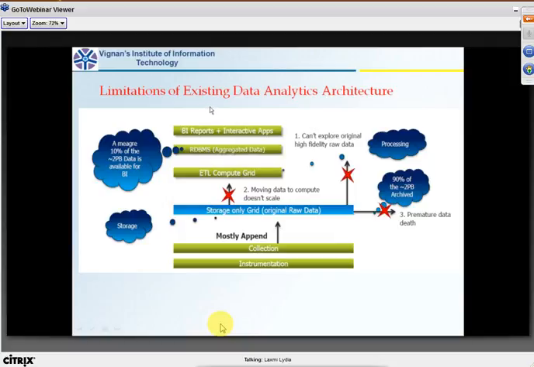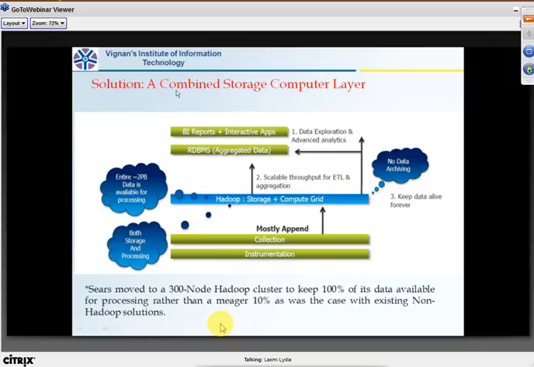So that is the limitations with concern to data analytics architecture. Coming to what kind of solution we can provide for that: we are going to combine the storage and compute layer. What is the meaning of that here? We are going to mix the Hadoop storage plus compute. That means we are going to enhance the HDFS, the Hadoop Distributed File System architecture, that we are going to use here. So this is a solution.